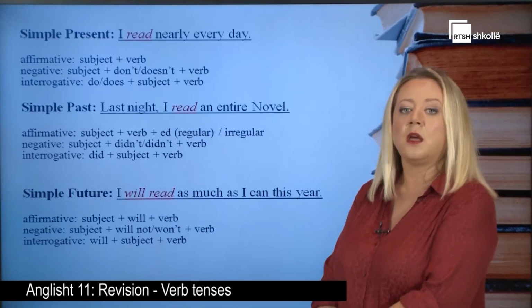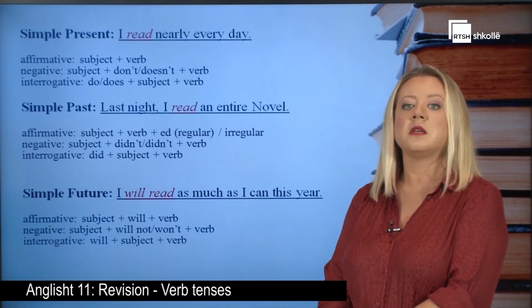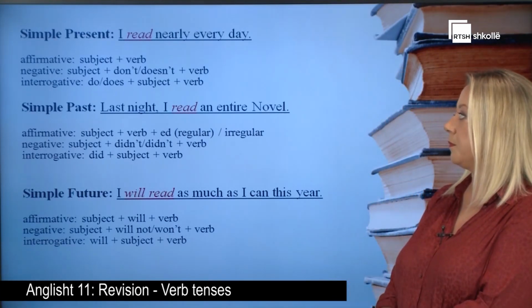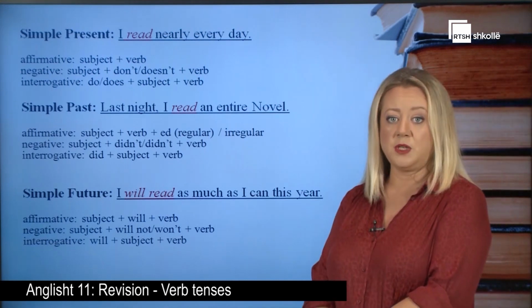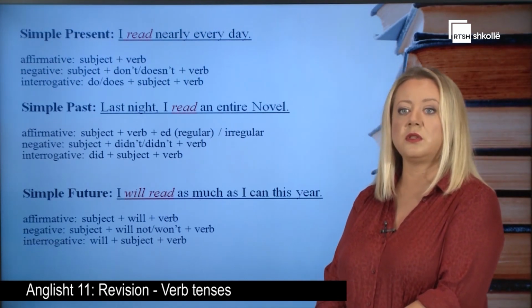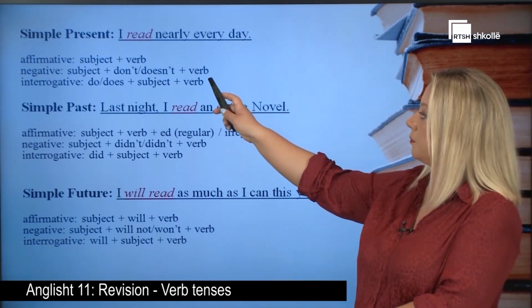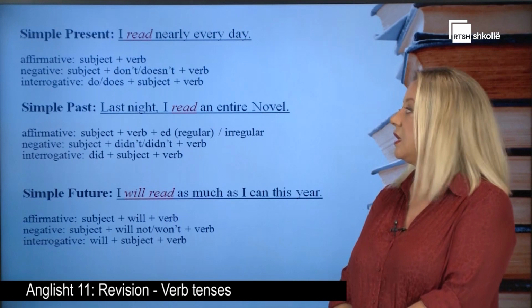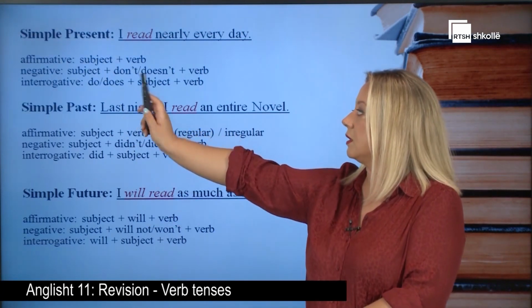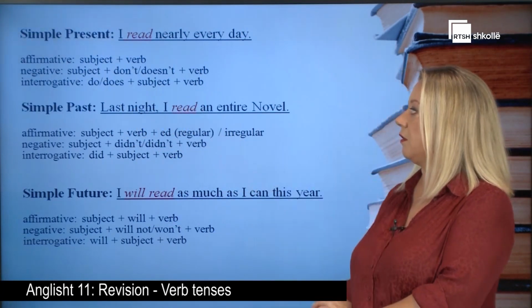Simple present. The affirmative form is subject plus the verb. The negative is subject plus the auxiliary don't, or doesn't for the third person singular, plus the verb. The interrogative is the auxiliary do or does plus subject and the verb.